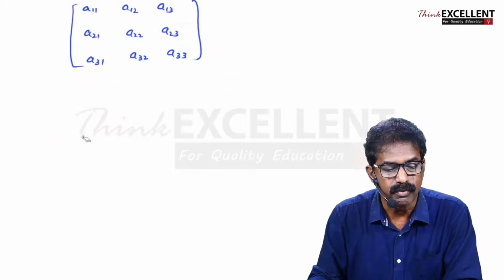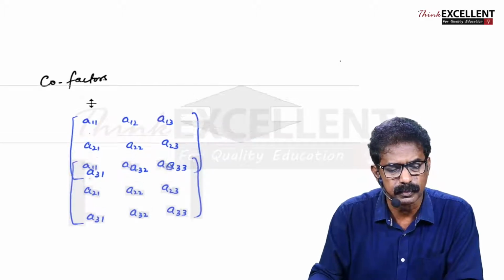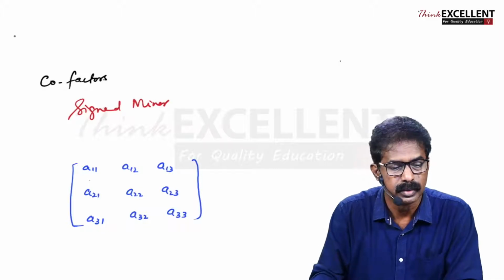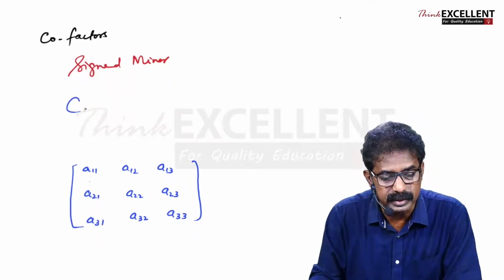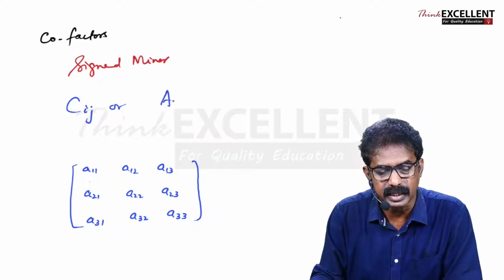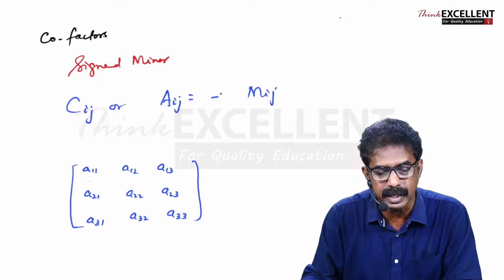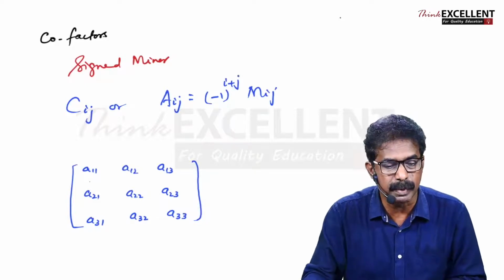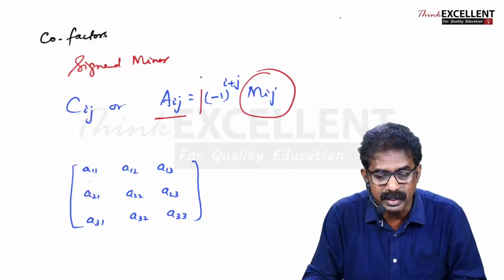Then the next one we have to study is cofactors. What is a cofactor? Cofactor means it is a signed minor. We use capital C or capital A for it. You can write it as Cij, with minor Mij, or you can write capital Aij. What's the formula? You write Mij, but before that you write minus 1 raised to i plus j: minus 1 raised to i plus j into Mij. So please listen here: the cofactor is the minor only, but before that we have something here.